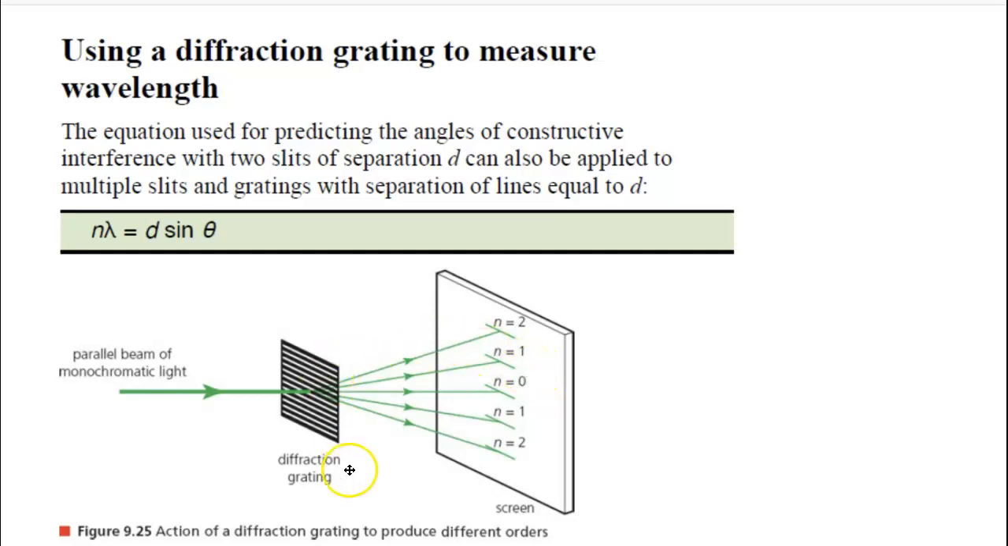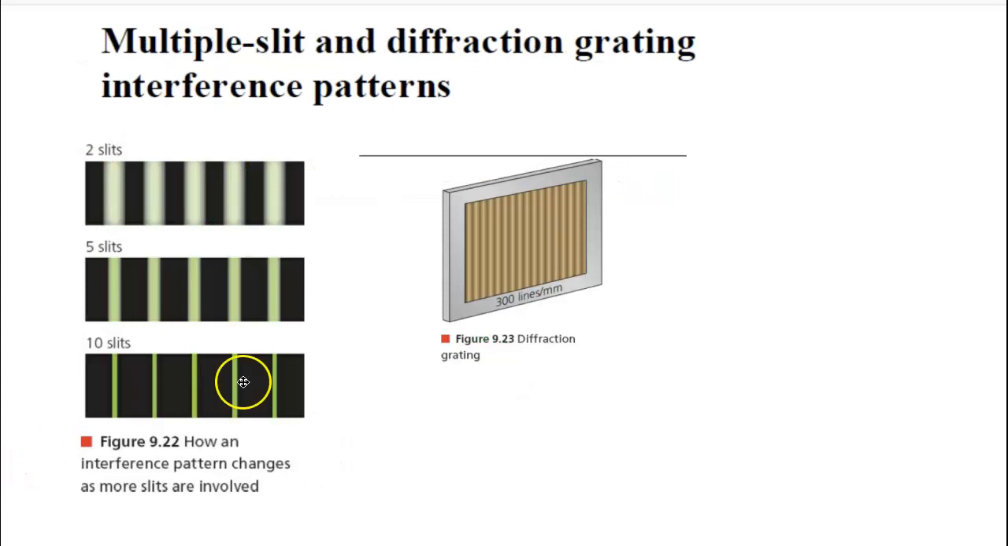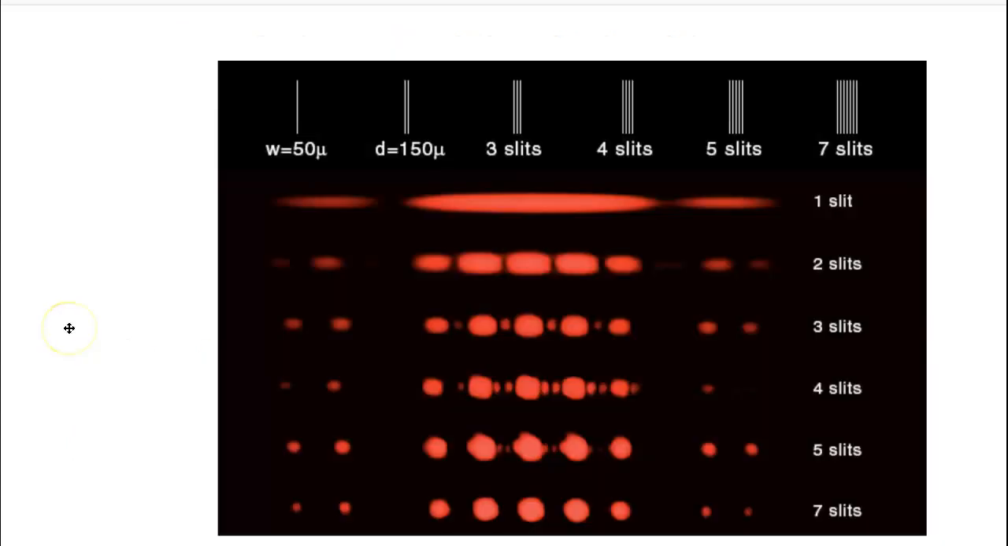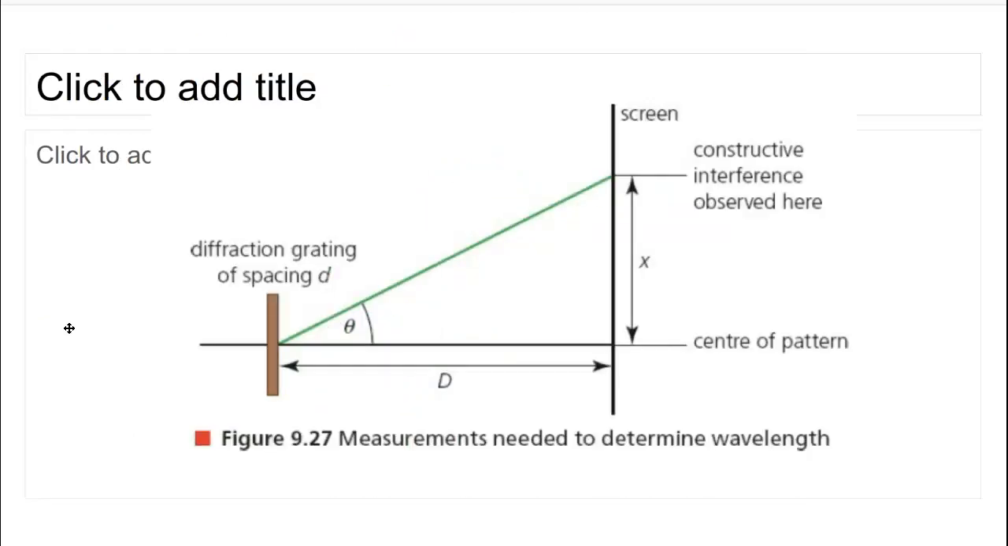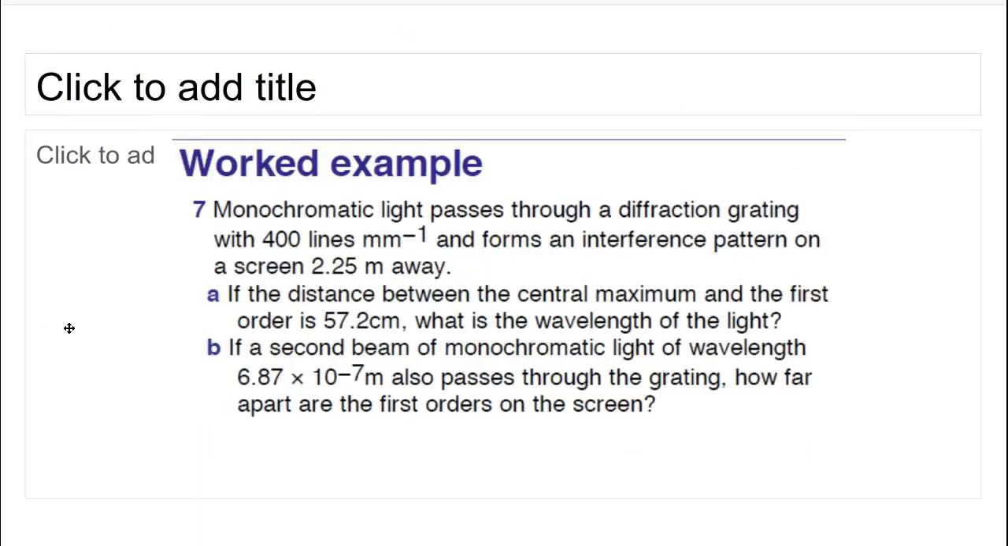Now, the only thing that changes when you're using a diffraction grating or a multiple slit is you have to calculate your d in a slightly different way. If you were given the number of gaps per millimeter, like this one, 300 lines per millimeter, you would divide 1 millimeter by 300 to give you that distance, which would be very small. The rest of the calculations are very, very similar.